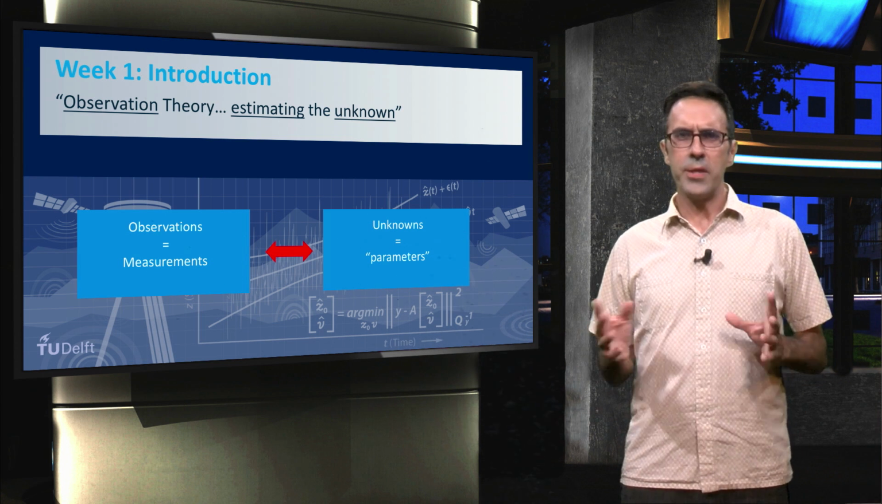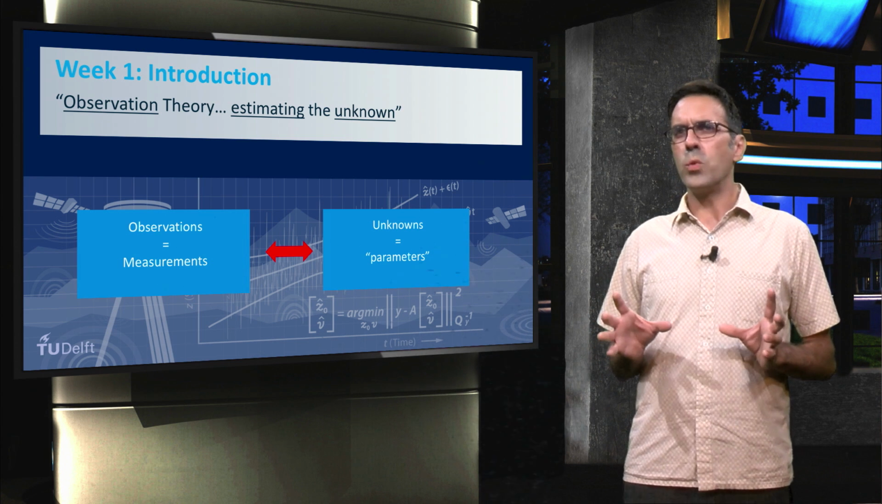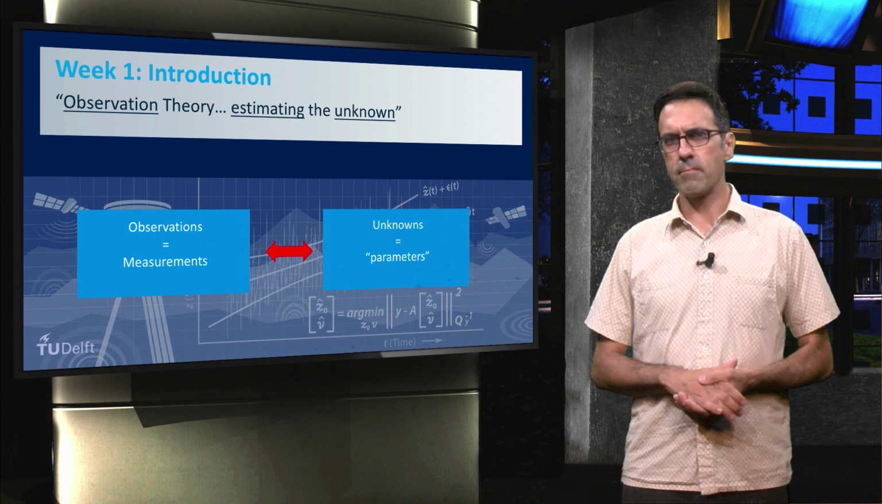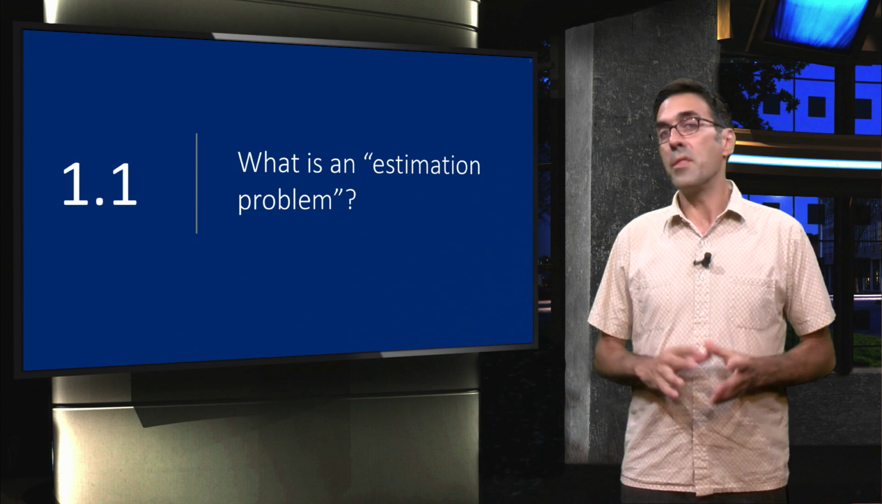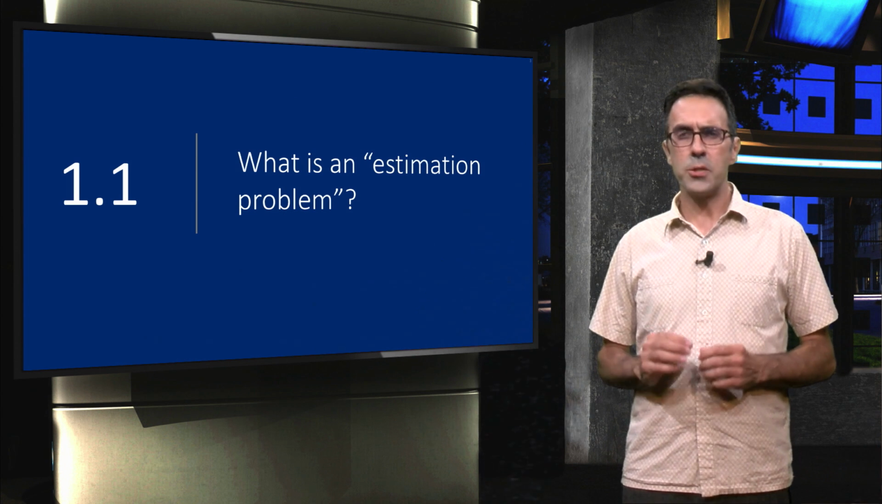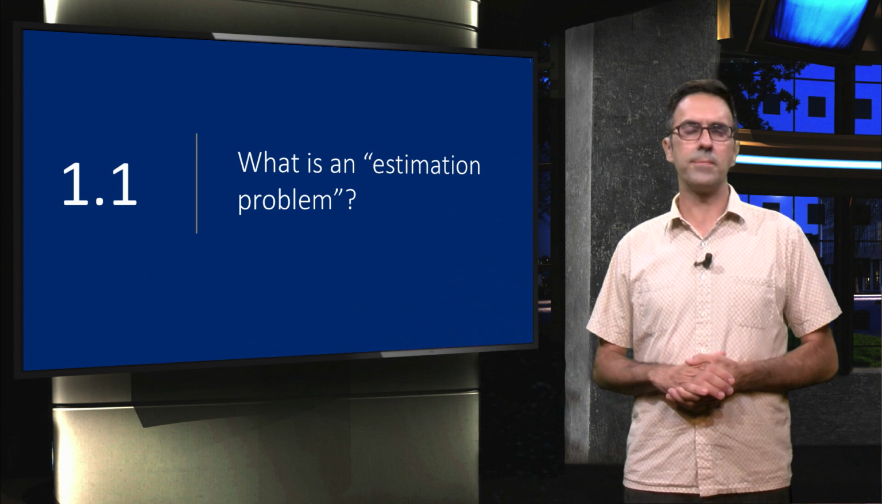The relation between these two fields, that is the red arrow, needs to be established. It is what we call an estimation problem. So what is an estimation problem? Well, in this course, estimation has a specific meaning, which is different from the ordinary use of the word estimation.